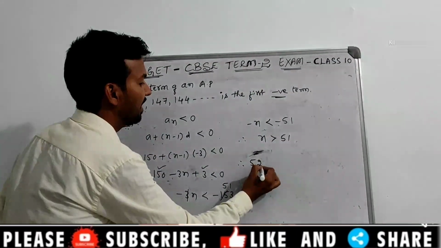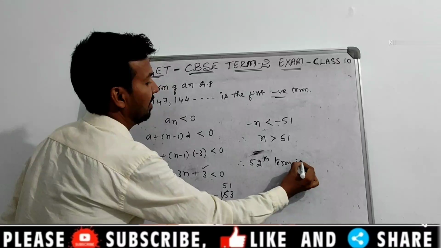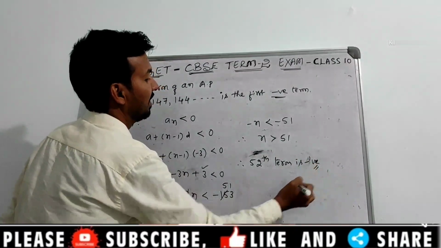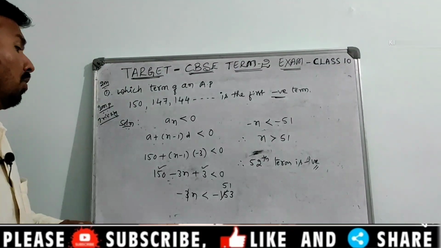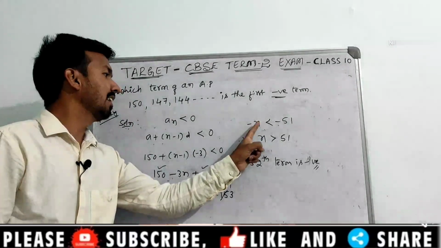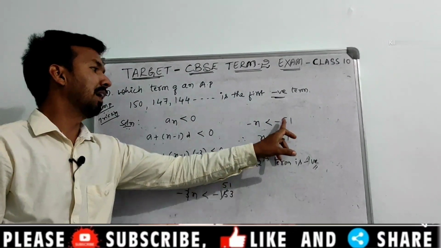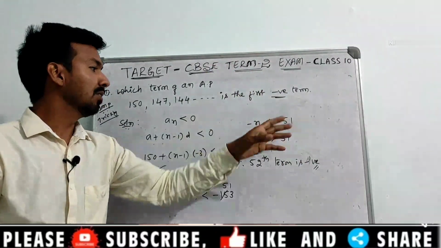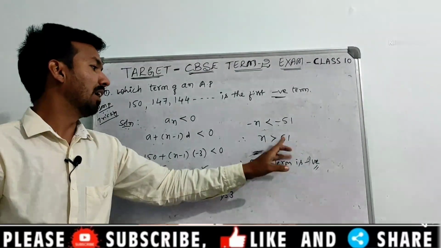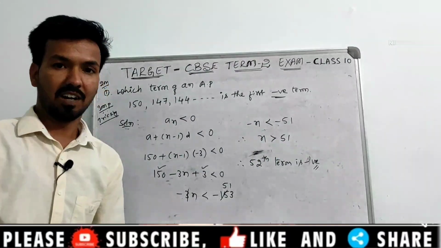Therefore the 52nd term is negative, children. How do you understand? Here minus n is lesser than minus 51. That becomes positive. Here n is greater than 51, children. Therefore the 52nd term is negative, children. Right? All of you understand?